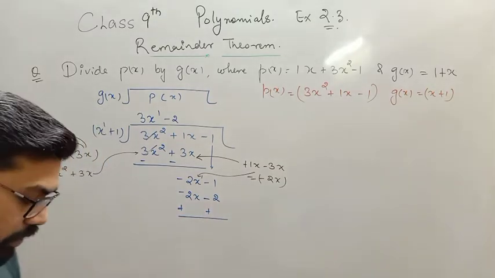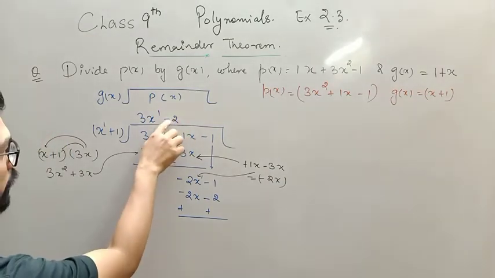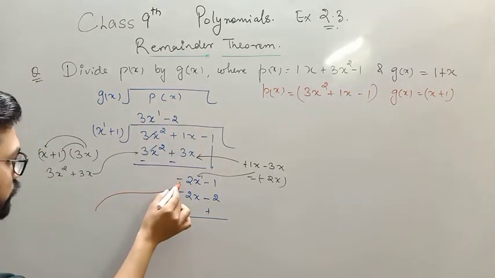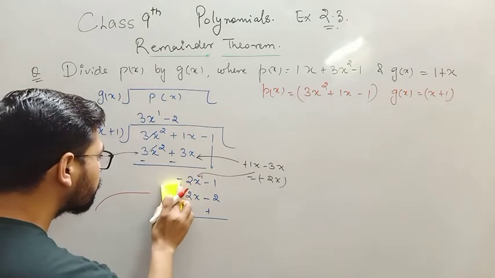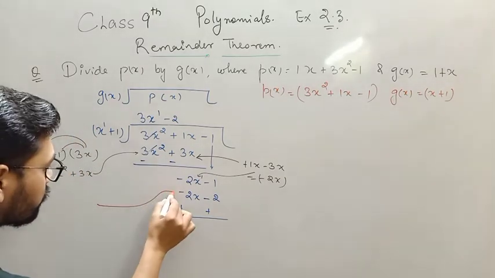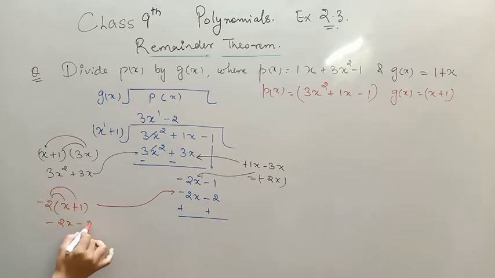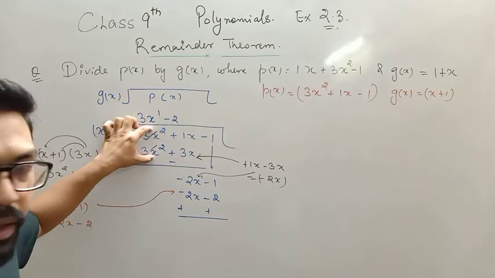Now I hope most of the students are confused in this. Now see, what I did is minus 2 plus so minus 2 multiplied by x plus 1 will give you minus 2x minus 2. Every time you need to make this thing equal so that these two terms cancel out. These two terms get cancelled out.